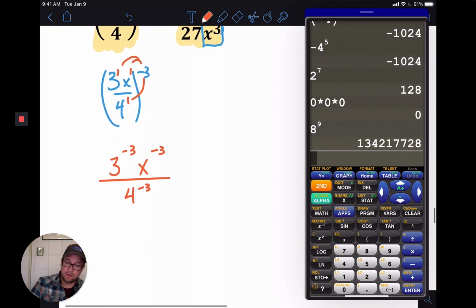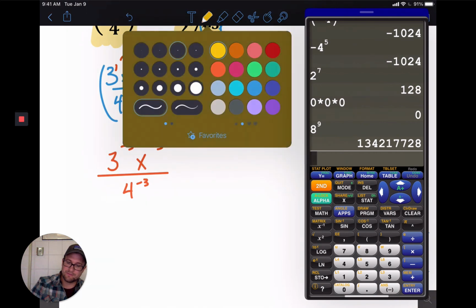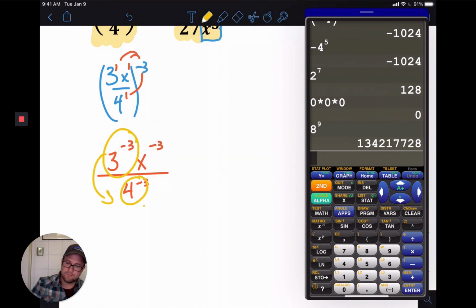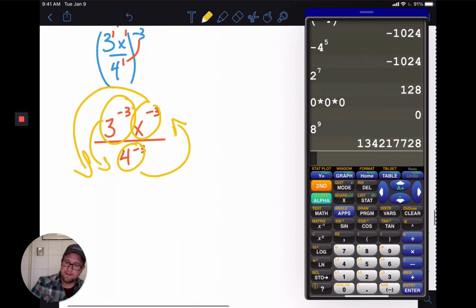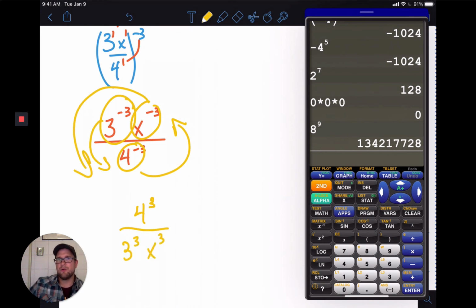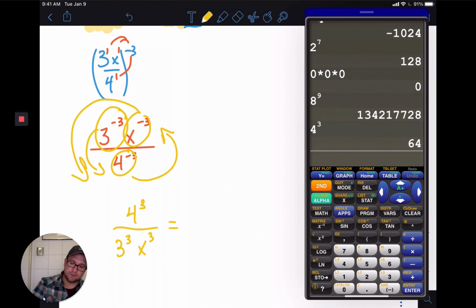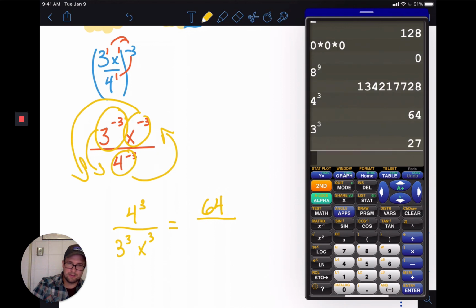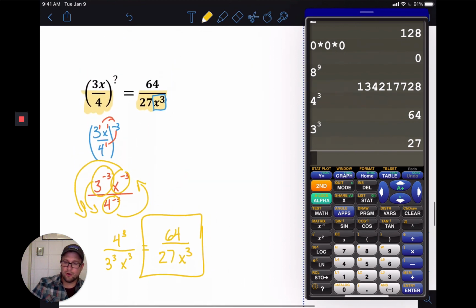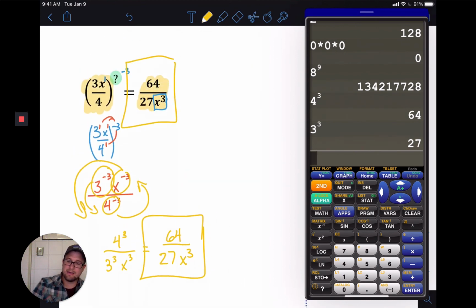Looking at that, remember, anytime we have something with a negative exponent, it gets moved to the other side of our fraction. So I'm going to have 4 to the 3rd up top. On the bottom, I'm going to have 3 to the 3rd and x to the 3rd. 4 to the 3rd is equal to 64. 3 to the 3rd is equal to 27. And then we have x to the 3rd over here. Notice how these two things are exactly the same. What does that mean? It means that in this problem, our question mark was equal to a negative 3.